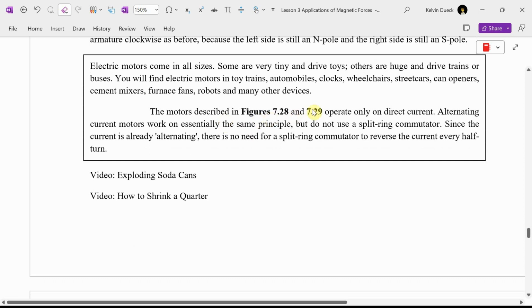The motor that I showed you only operates on direct current. Alternating current motors work on essentially the same principle, but you don't need the split ring commutator because the current is already alternating. You've got something that's flipping the current for you automatically. Well, thank you very much. That just works quite nicely.